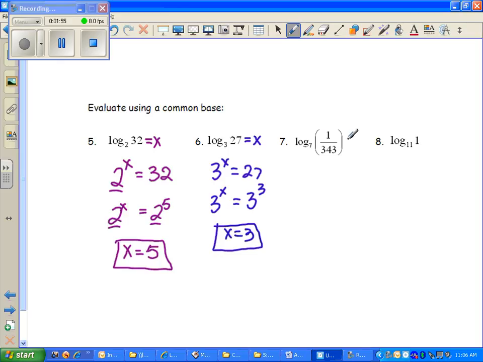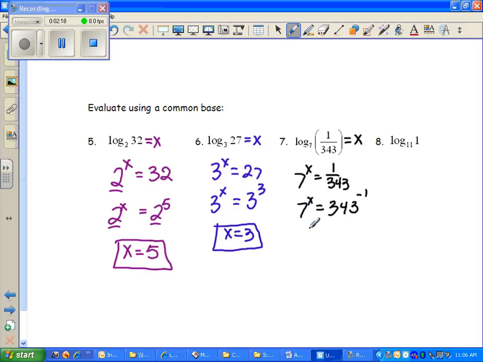On number 7, I'm going to set it equal to x. Again, convert to exponent form. 7 to the x equals 1 over 343. Now, anytime you want to move a denominator up to the top, you can rewrite that as being whatever that denominator was to the power of -1. Now we need to look at this.